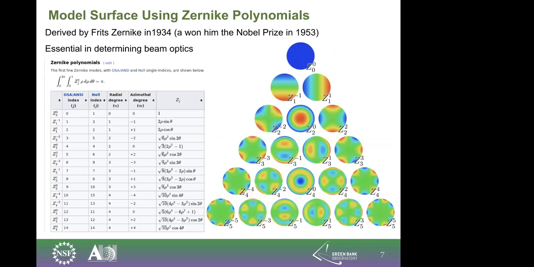Okay, so modeling the surface. To model the surface, we use what are known as Zernike polynomials. These polynomials were first derived back in 1934 by Fritz Zernike, and they actually won him the Nobel Prize in 1953. And so these Zernike polynomials are essential for determining the beam optics. And so that's the patterns that you can see in the figure on the right, the different Zernike polynomials along with the solutions that you would have for a dish-like surface.